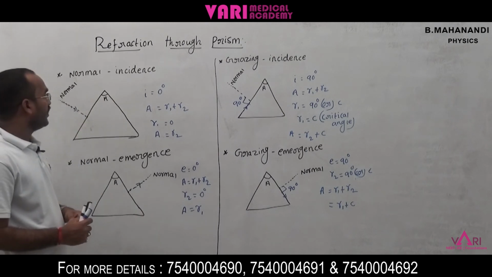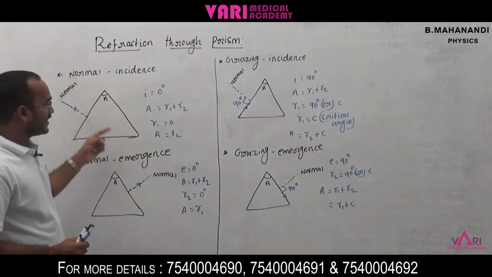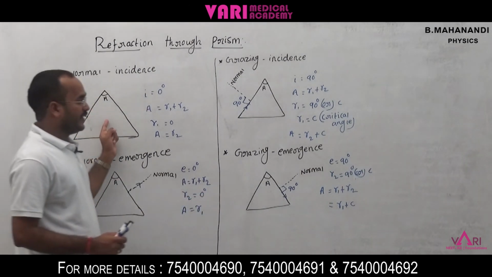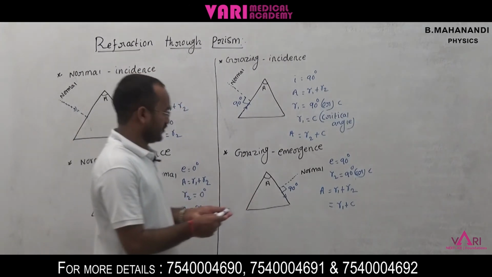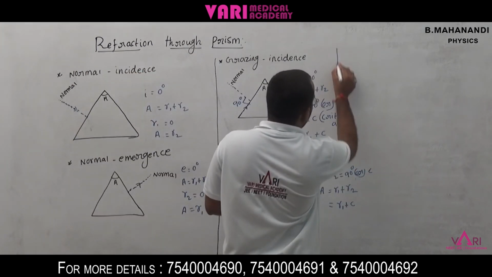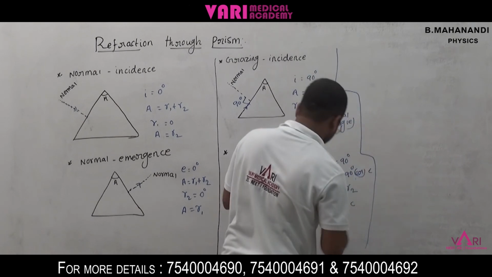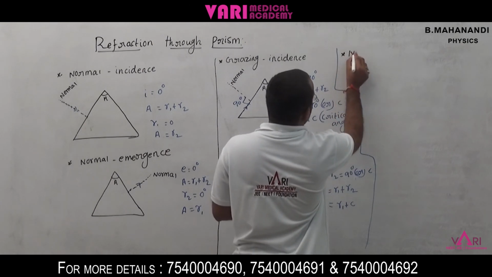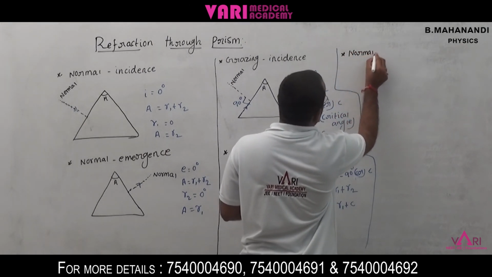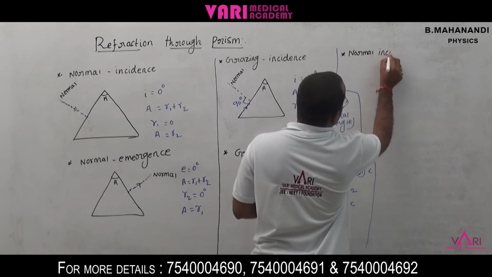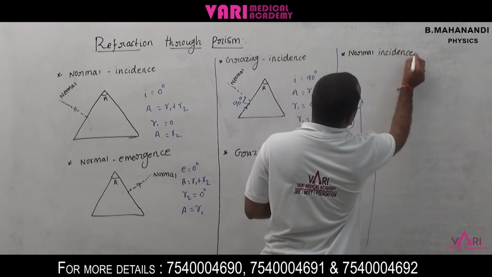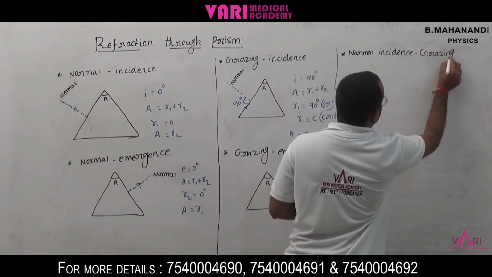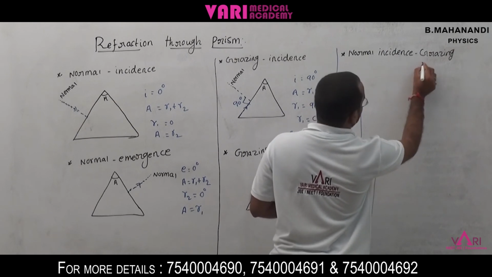Now, normal incidence and grazing emergence at a time. The incidence is normal, but the emergence is grazing.